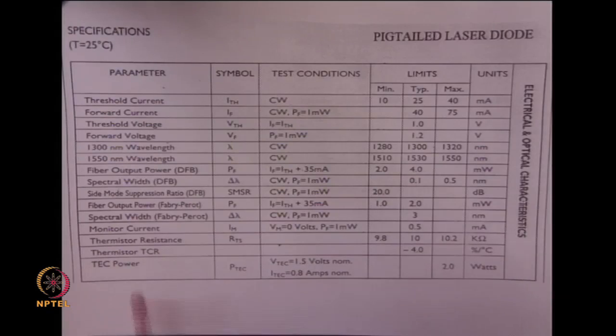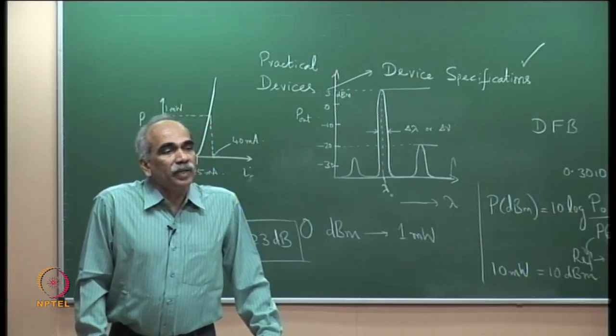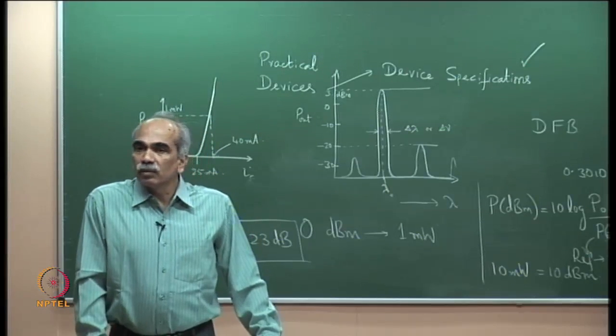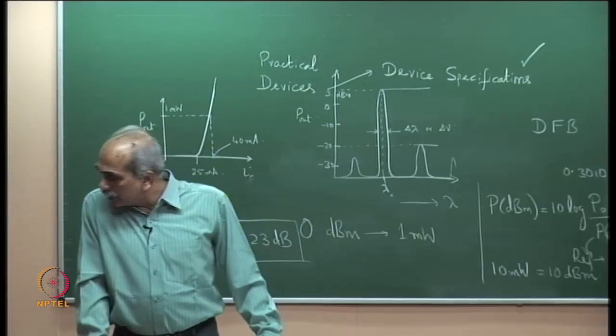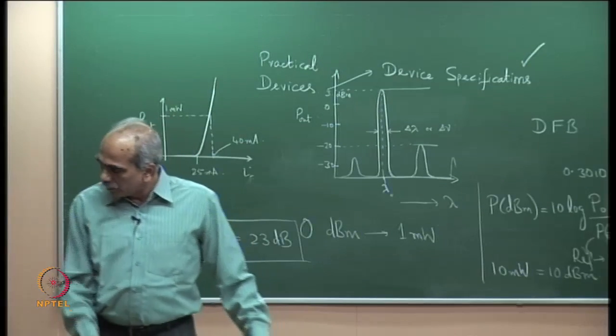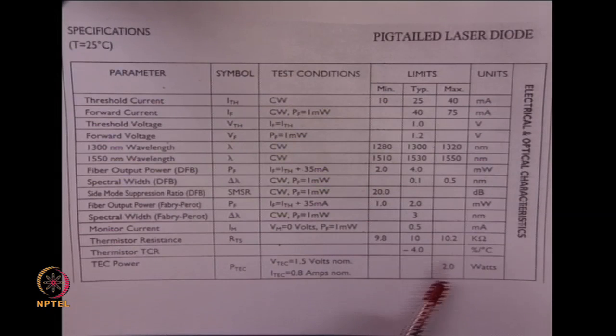So, the resistance is changing with temperature. That is the temperature coefficient of resistance, and this is TEC power, the thermoelectric cooler power. All laser diodes are operated with a temperature controller, and it is a TEC, that is thermoelectric cooler. The power taken by the cooler is typically about 2 watts. So, this is a sheet of specifications.